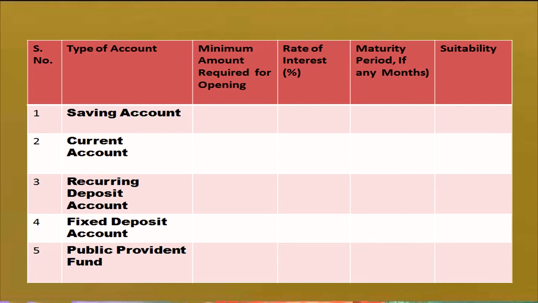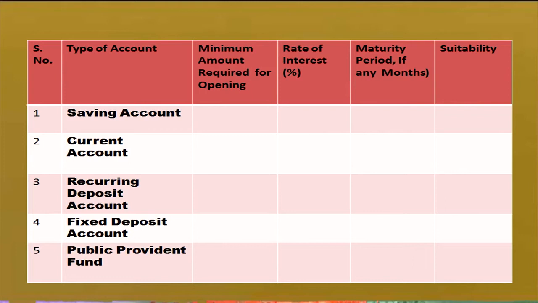Savings account is aimed to encourage saving habit among the customers. Current accounts are operated by the business persons because there is no restriction on the number of withdrawals. There is no minimum amount that is required to be maintained in the current account. Recurring deposit account, that is in every month some amount is to be deposited and its maturity period will be 1 year, or it should be continued for 1 year or 5 years, like that.